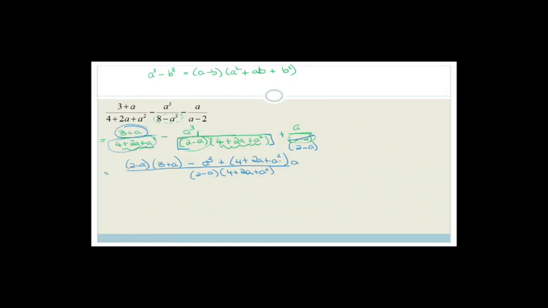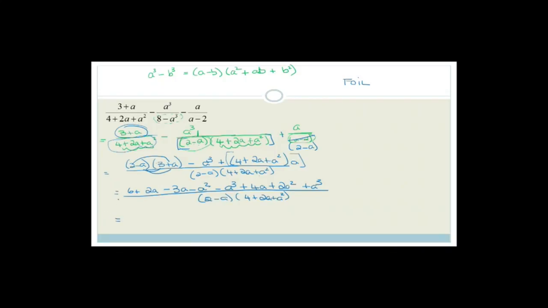Okay, so now what do we need to do? We need to multiply out the brackets, okay? So again, we're going to be using FOIL. So it's first with first, 2 times 3 is 6. Then it is outers, 2 times a is 2a. This becomes minus 3a, and this becomes minus a squared, minus a cubed, plus, now this we need to multiply with that, right? So it becomes plus 4a plus 2a squared plus a cubed, all over 2 minus a, 4 plus 2a plus a squared.